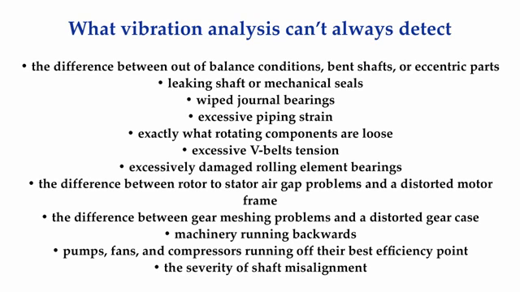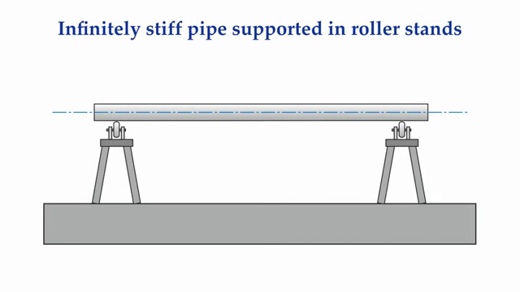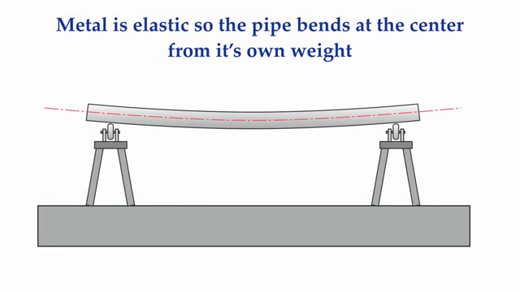Before we explore this in more detail, let's talk a little bit about the behavior of shafts. Here we have a long piece of pipe supported on two roller stands. If the pipe was infinitely stiff, this is exactly what we would see. But metal is elastic and the pipe is not infinitely stiff. Rather, what we would see is something like this occur, where the pipe bends or sags in the middle from its own weight.